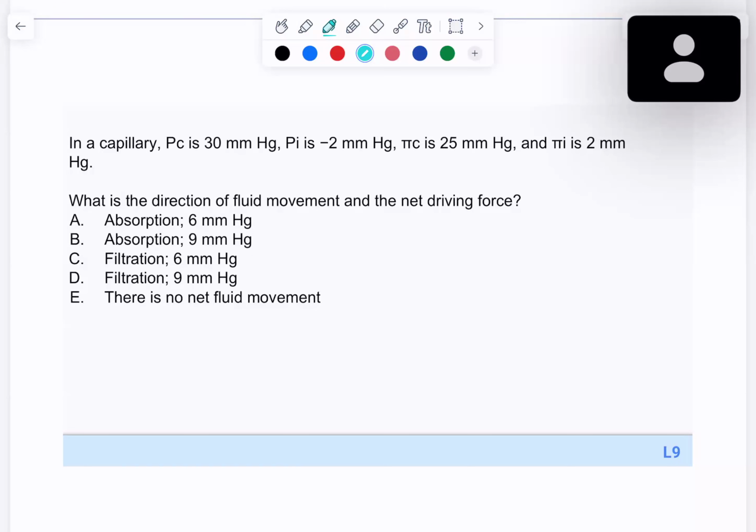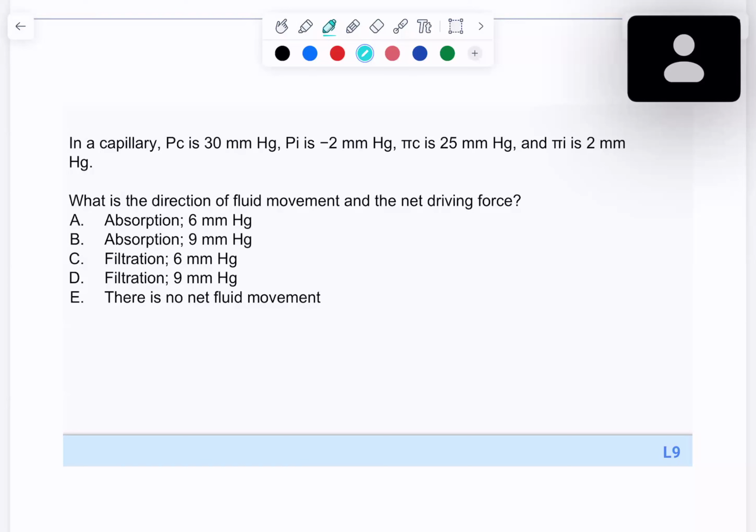Were you guys able to solve it? Excellent. You guys are so smart.